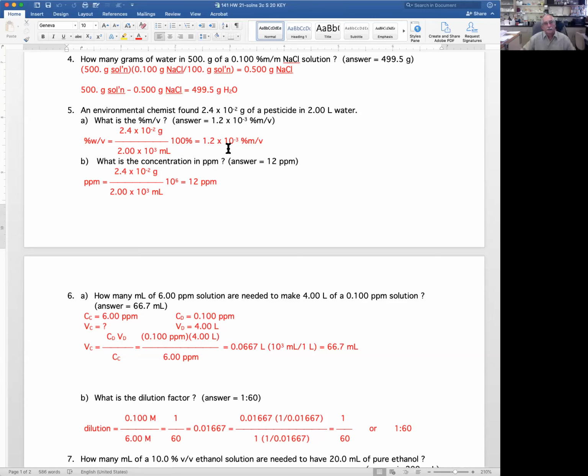So what is the concentration in parts per million? What do I need to get parts per million? I need to get grams per milliliter and multiply by 1,000,000. Does that make sense? So percent is parts per 100. I multiplied by 100. ppm is parts per million, so I multiplied by 1,000,000.